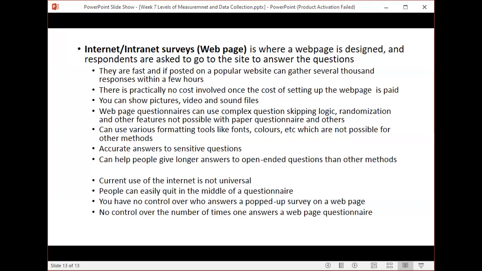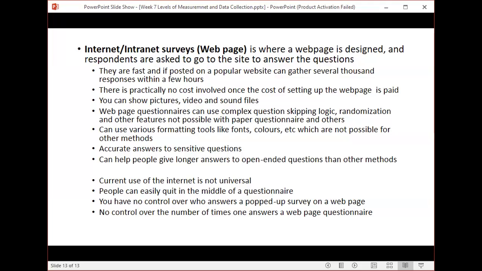Okay. You can use different formatting tools, font colors, which probably are not possible with other forms of gathering data. Accurate answers to sensitive questions can be obtained, just like with computer direct interviews, because you are sitting in front of your computer and it pops up. Nobody is there. You can fill in any sensitive question, no matter what it is, right? Because nobody is watching you, nobody is asking you the question directly, and so on. You can help people give longer answers to open-ended questions because it's probably at the comfort of their homes. They can easily do a lot of things for you.